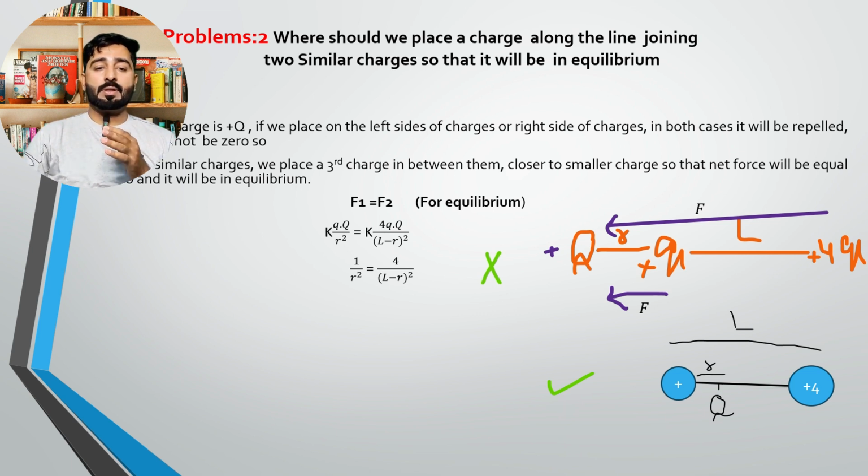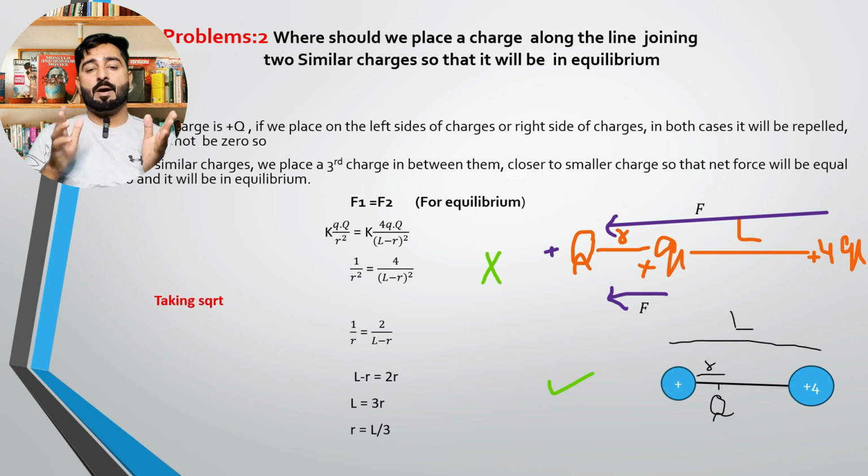Taking the square root, our relation will become 1 over r is equal to 2 over L minus r, and L minus r will be equal to 2r. Then L will be equal to 3r, and our final relation will become r is equal to L by 3. In case of similar charges, we always put the third charge in between them somewhere to find the equilibrium point.